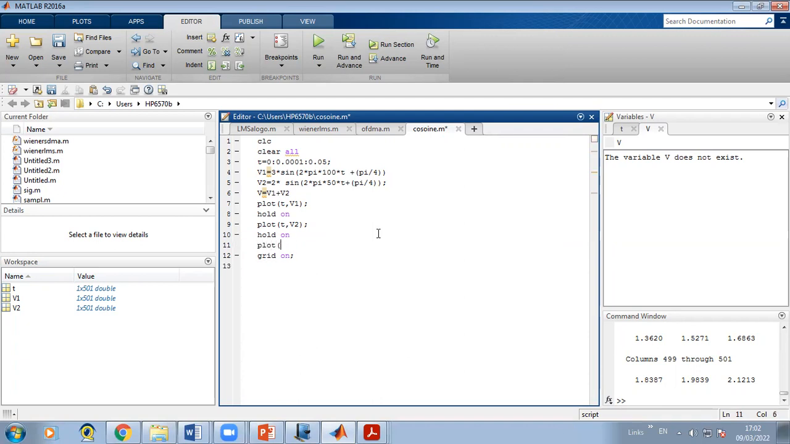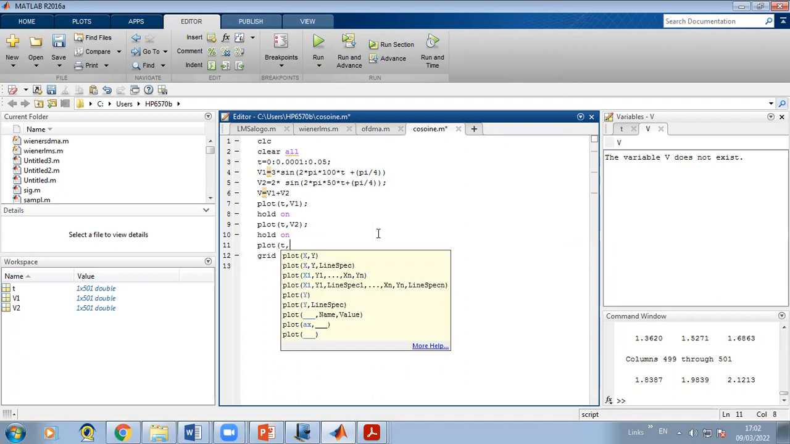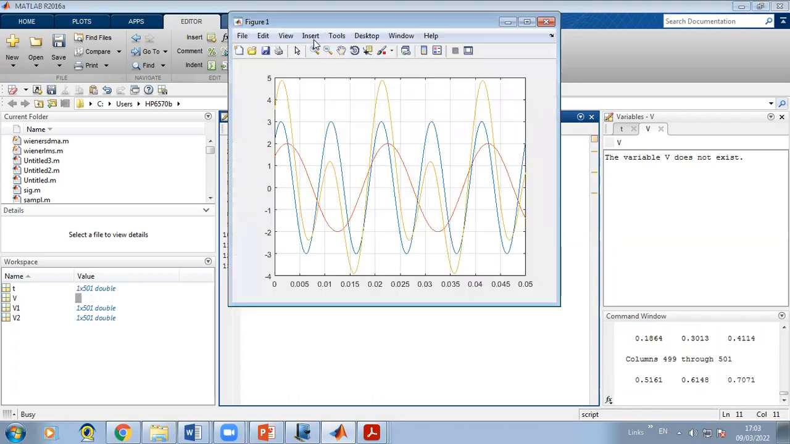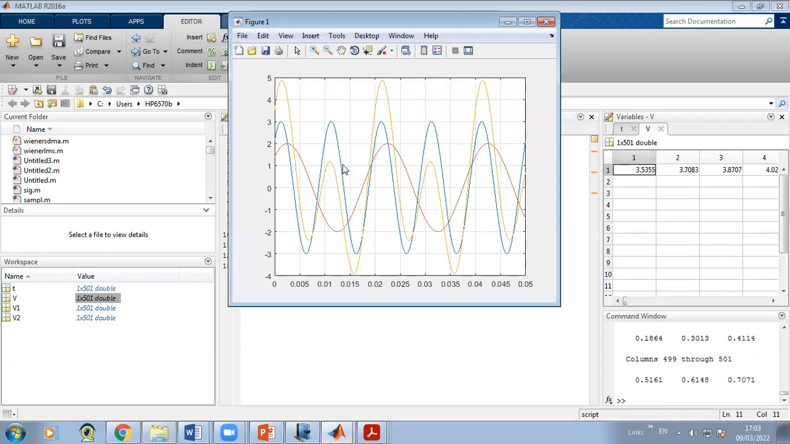Plot T V1. That means V. That means our composite signal. Okay. So if we have run, you can see that this yellow color, this green color one is a composite signal. So it is also not a sinusoidal signal. No, it is also not a sinusoidal signal.